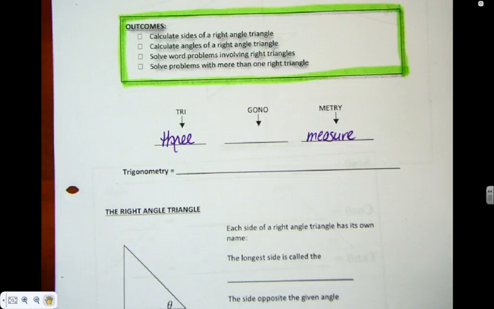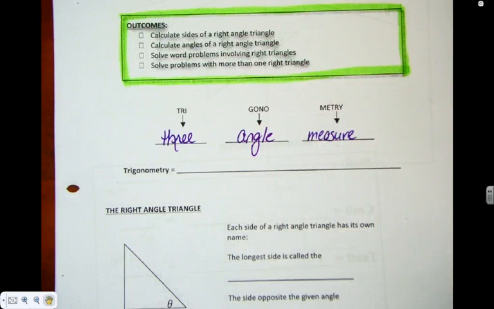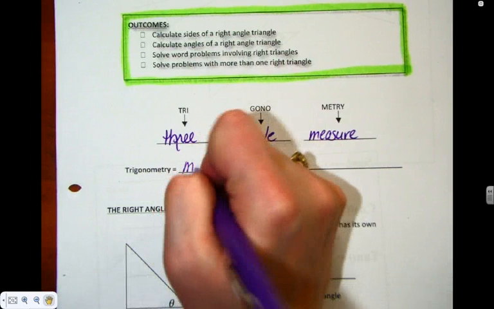Gono, really weird word, Latin. Anyone want to guess? What does gono mean? Close. What else would we have 3 of? Kind of. Angles. So if we put those together, 3-angle measure, what do we call something with 3 angles? So it's the measurement of triangles.